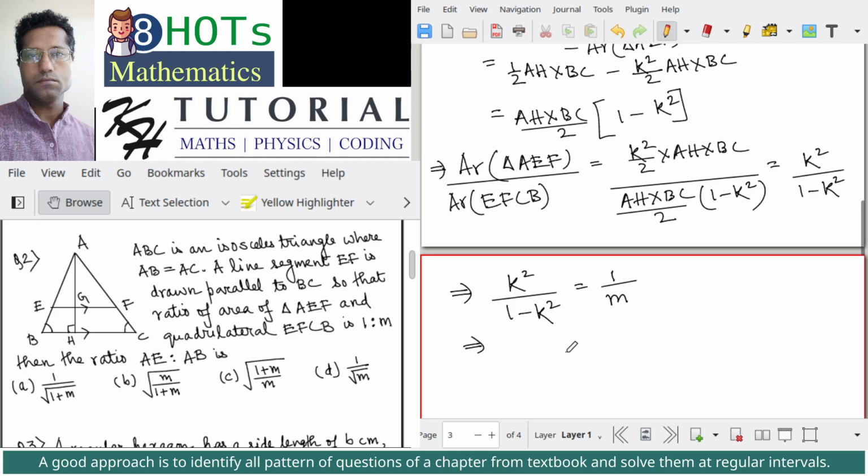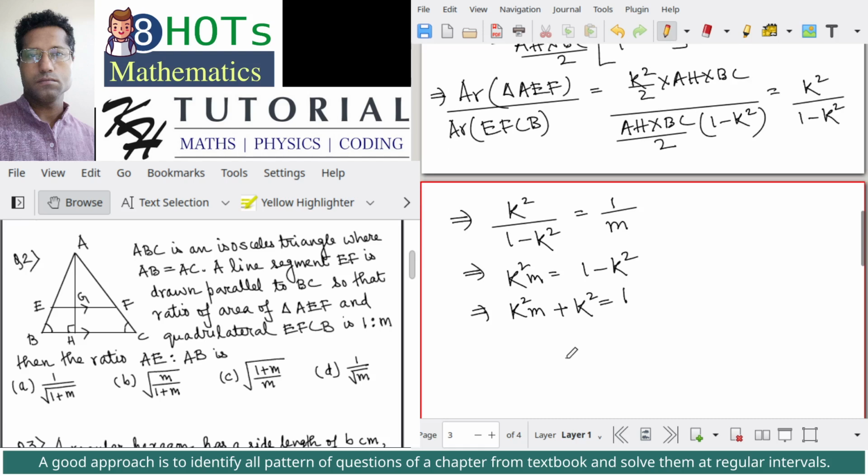So you can consider K square as an unknown variable, and this is a linear equation in K square, not K but K square. If I do cross multiplication, I have K square m is equal to 1 minus K square. This implies K square m plus K square is equal to 1. If I take K square common from the left hand side, I have this.